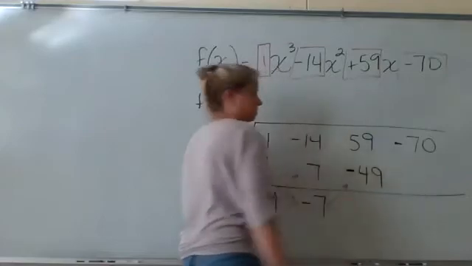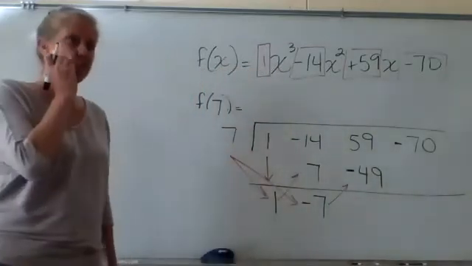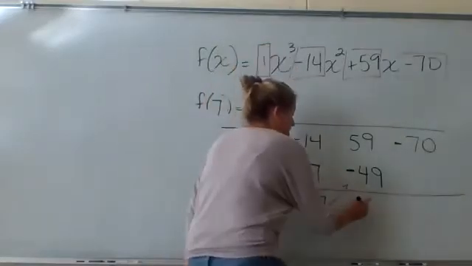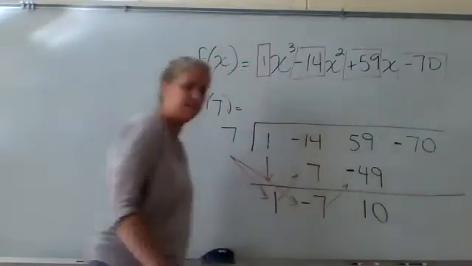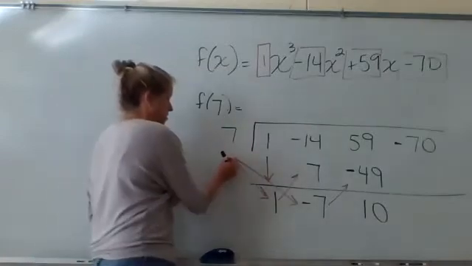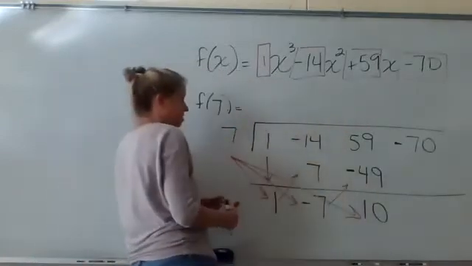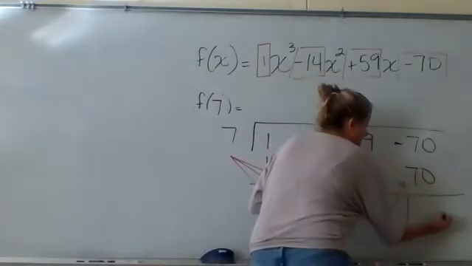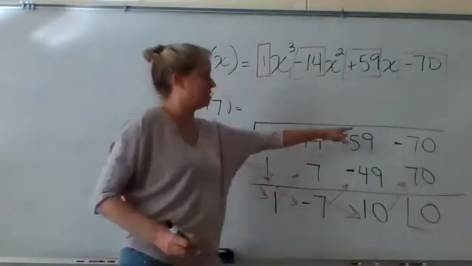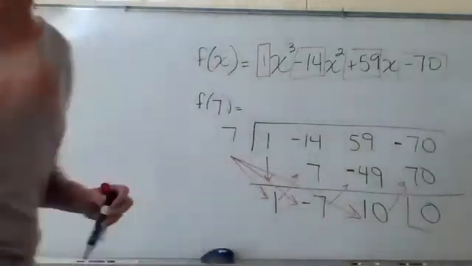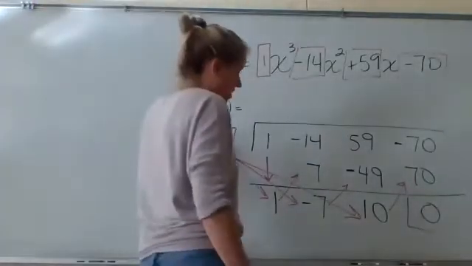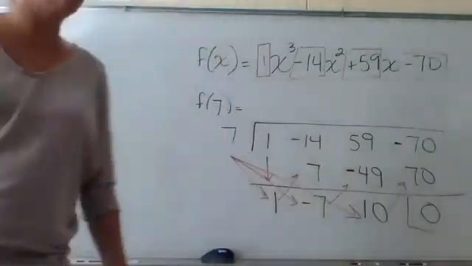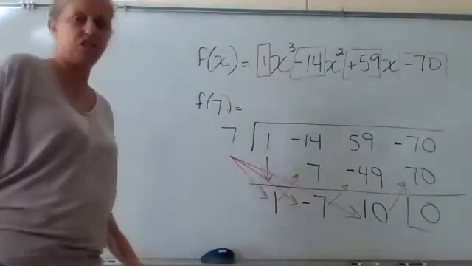Add it straight down. 59 and negative 49 gives me positive 10. 7 times 10 gives me positive 70. And when I add that straight down, I get 0 because negative 70 and positive 70 is 0, which means 7 is a solution or an x-intercept or a 0 of this function.